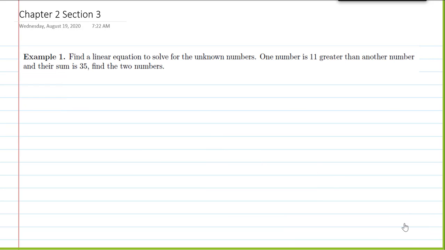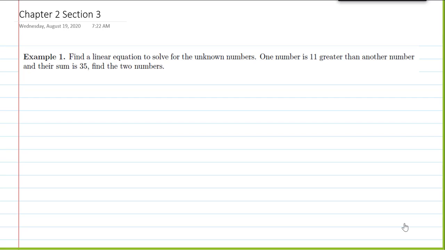Alright, so to get started in Chapter 2, Section 3, we're going to get started with solving some application problems involving linear equations. So here's our first example. It says, find a linear equation to solve for the unknown numbers. One number is 11 greater than another number, and their sum is 35. Find the two numbers.